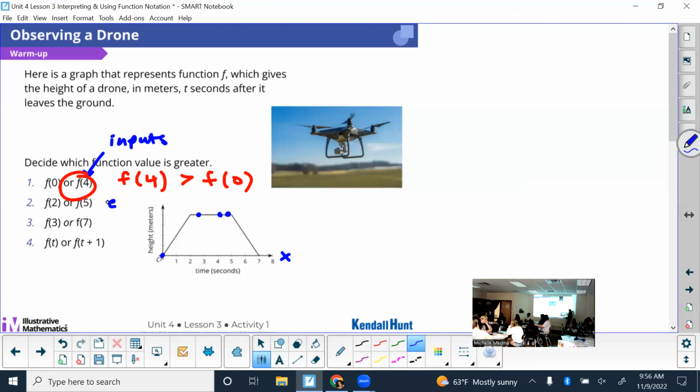All right, rotate the whiteboard again. This time answer number 3. Is F of 3 or F of 7 greater? If you have 4 in your team, everyone just have a chance. F of 3 or F of 7. And show me your board in 3, 2, and 1.